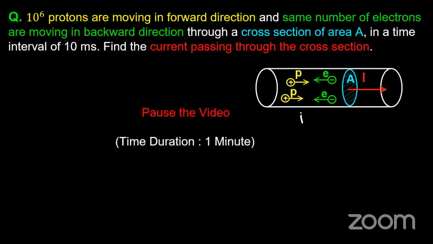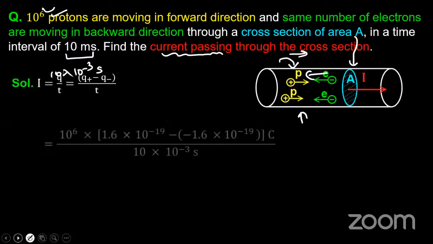So this is a picture of the question, showing the number of protons which are moving. If protons are moving in this direction, 100% sure electrons will be moving in the opposite direction. You must remember this. If protons are moving in one direction, it's 100% sure electrons are moving in the opposite direction. So this is a cross section given in a time interval of this many milliseconds. Milli means 10 to the power minus 3, that is, 10 into 10 to the power minus 3 seconds. Current is asked passing through the cross section. Very easy question. Just put the values.